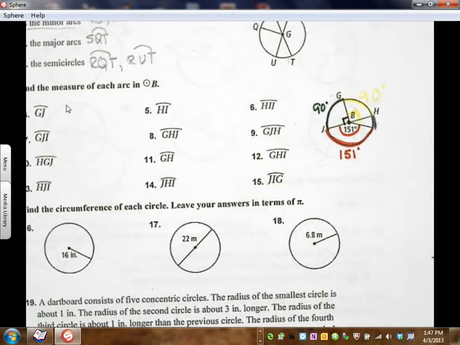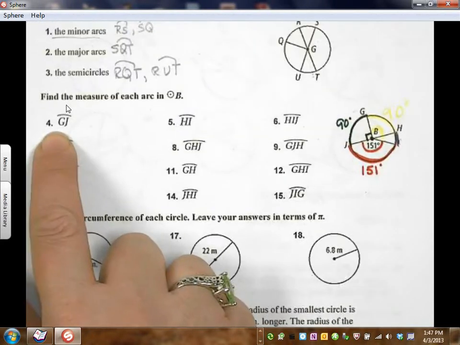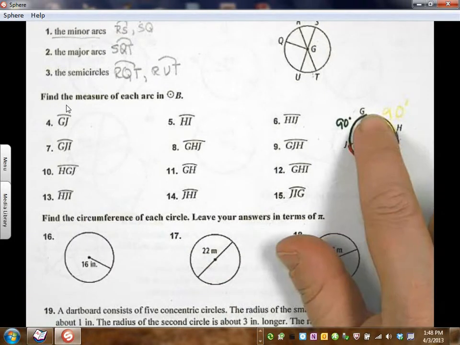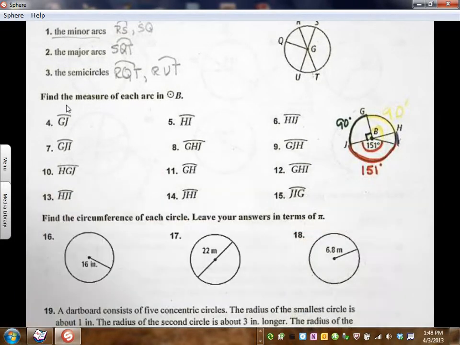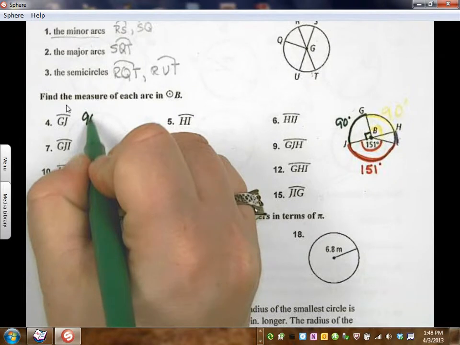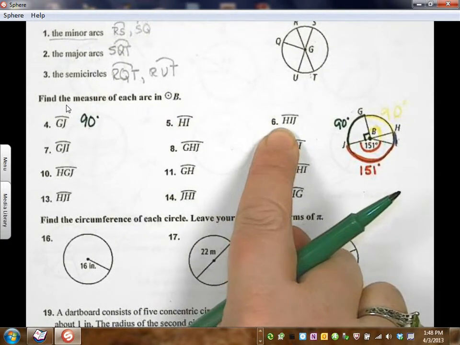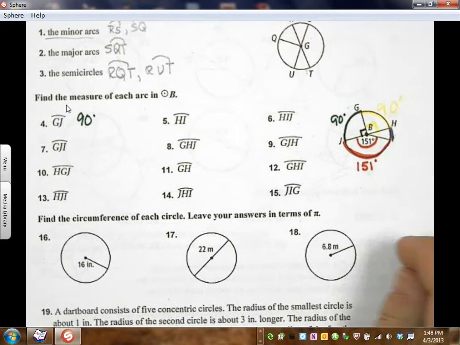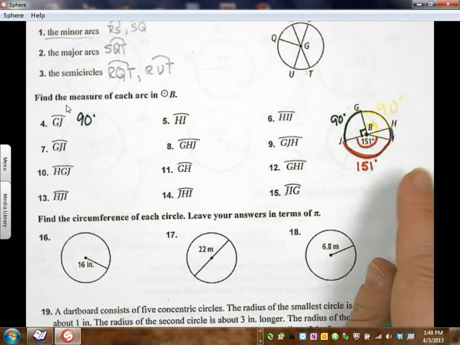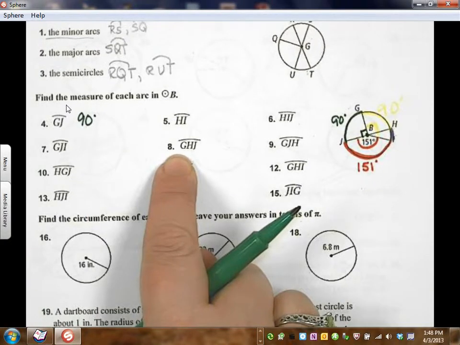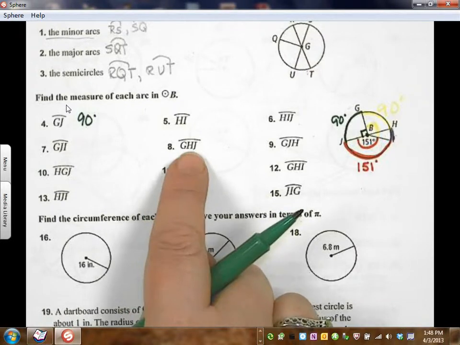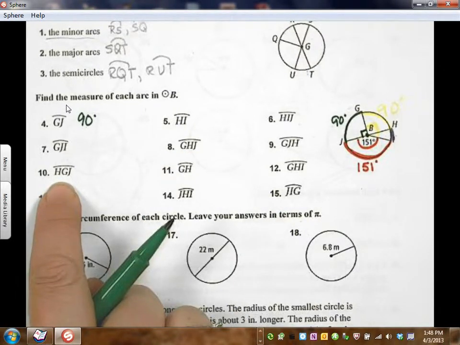I'm just going to start, I'm going to look for number 4, GJ. Well, GJ is this arc, and I already just told you that that arc is 90 degrees. I would jump over here to 6, where we say H. I'm not going to do 6 because that would make me tell you what HI is, so I'm going to hang on there. Let's see what H is. GHJ. Once again, going to give that big secret up that I'm keeping. HGJ. I can't do that.